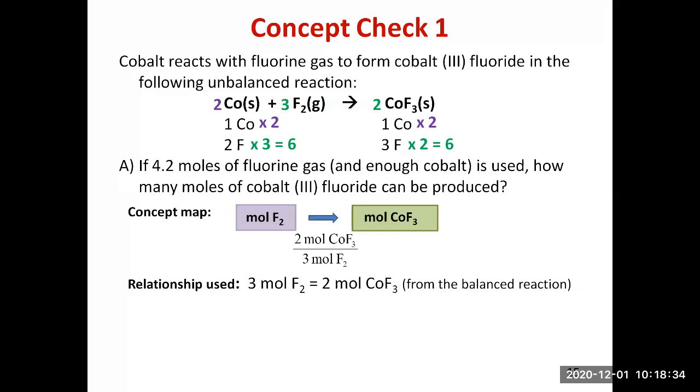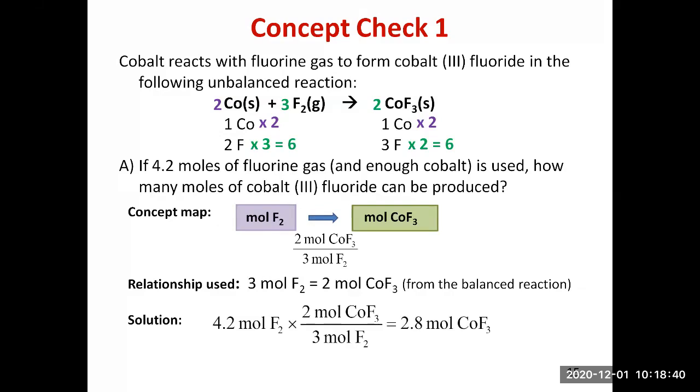Now, to do the calculation, we start with the given amount of 4.2 moles of fluorine gas, multiplied by the conversion factor, which is 2 moles of COF3 over 3 moles of F2. And the moles of F2 cancels, and we're left with moles of cobalt-3 fluoride. You do 4.2 times 2 divided by 3, and it's 2.8 moles of cobalt-3 fluoride. So this way we could calculate the number of moles of cobalt-3 fluoride that can be produced from 4.2 moles of fluorine gas.